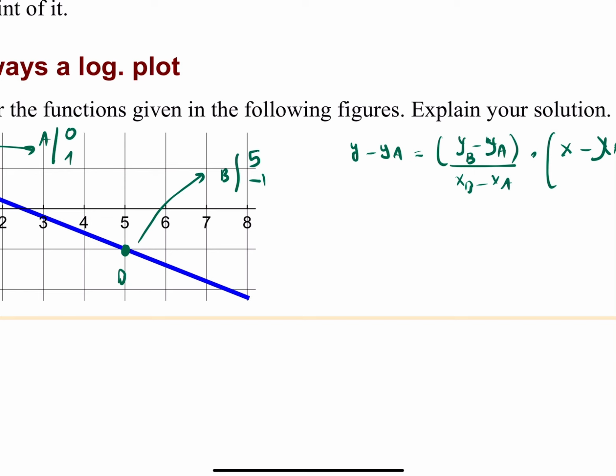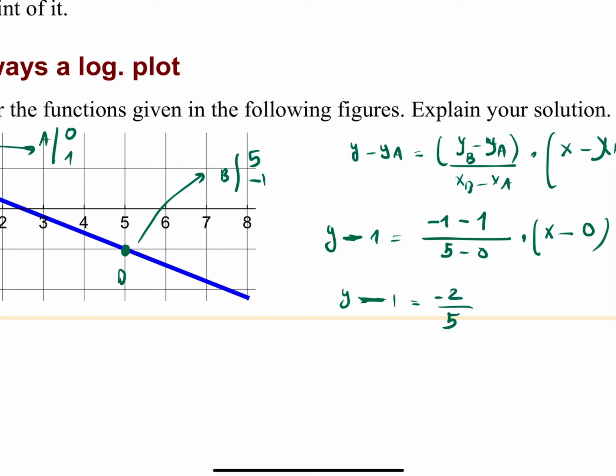It is a very nice equation. I put the numbers here: y minus 1 equals yB, which is minus 1 minus 1, over xB, which is 5 minus 0, multiplied by x minus xA, which is 0. So y minus 1 equals minus 2 divided by 5 times x. y equals minus 2/5 x.